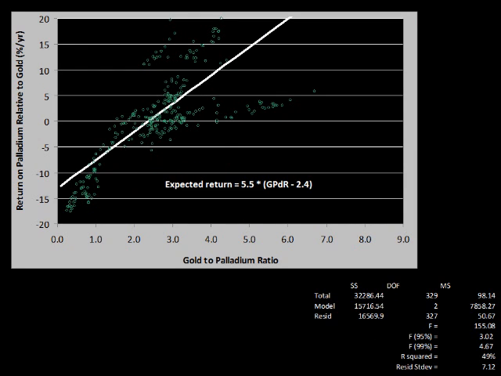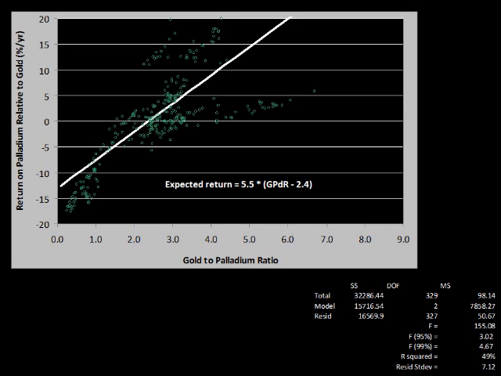Palladium, it seems, is quite a bit more erratic than silver or platinum, and so there is much more scatter in the data. Still, we can regress a model that is statistically significant and descriptive enough to be useful. Note that a line fit to the data has an R-squared value of 49%, meaning that only half of the variability in palladium returns relative to gold can be explained from the starting gold to palladium price ratio. The other half is due to other factors. So the model is only partially useful.